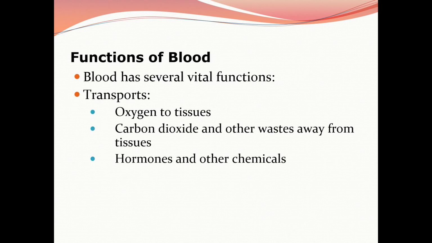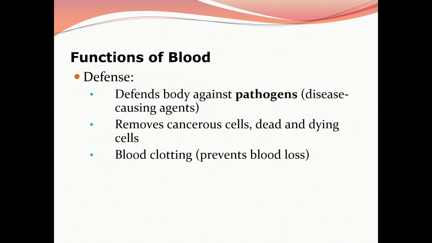Blood has several vital functions. First off, it transports oxygen to tissues and carbon dioxide and other wastes away from tissues. Blood also transports hormones and other chemicals. Blood functions in defense against pathogens, which are disease-causing agents. Blood removes cancerous cells, along with dead and dying cells. And blood also prevents blood loss through clotting.